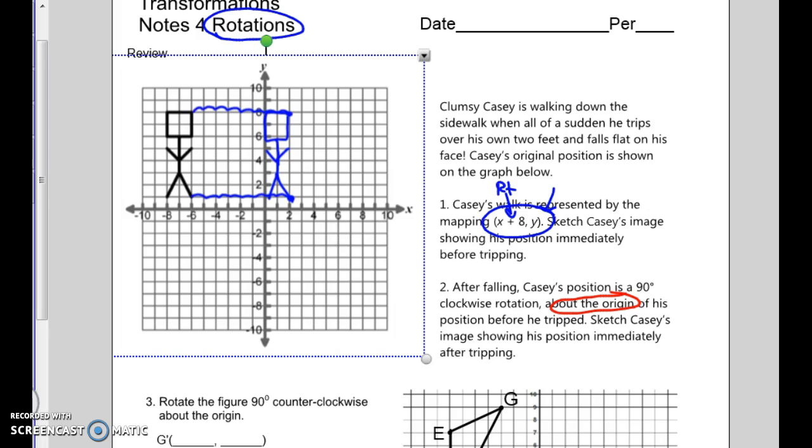So when he falls, he should fall right here. And that should be the same figure.